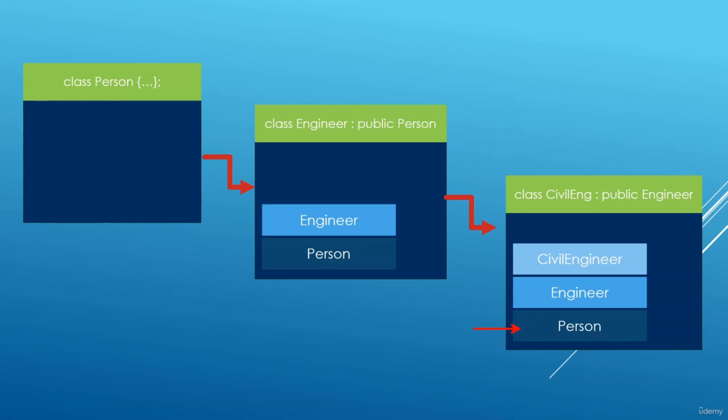So we're going to build the person part first, and we're going to see the default constructor for person called. After that, we're going to build the engineer part of us, and this is going to call the default constructor for engineer. And after that, we're going to build the civil engineer part of us, and that's going to call the civil engineer default constructor. This is what we want to see if we build a civil engineer object.